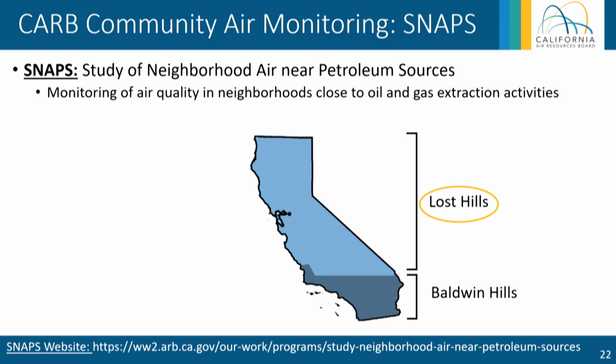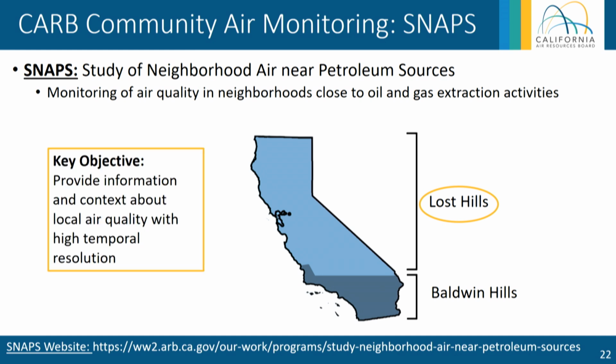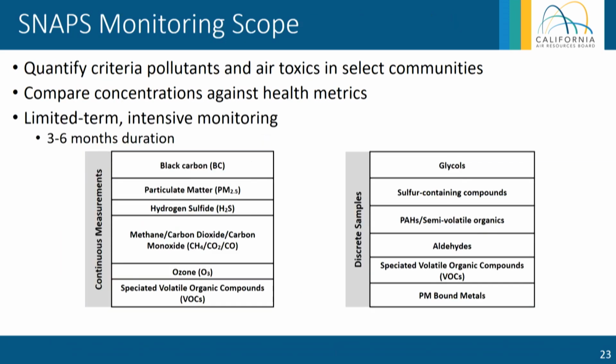field in California. And what we're trying to do is provide information and context about the air quality in Lost Hills and Baldwin Hills with as high temporal resolution as we can. And there hasn't been a long history of air quality measurements in Lost Hills, so this will be one of the first field campaigns in the area. More information is available on the SNAPS website if you'd like to learn even more about that.